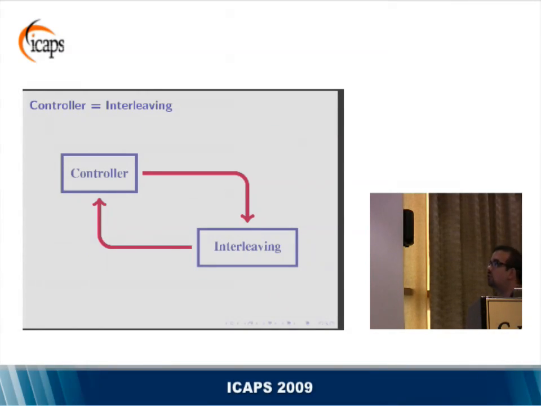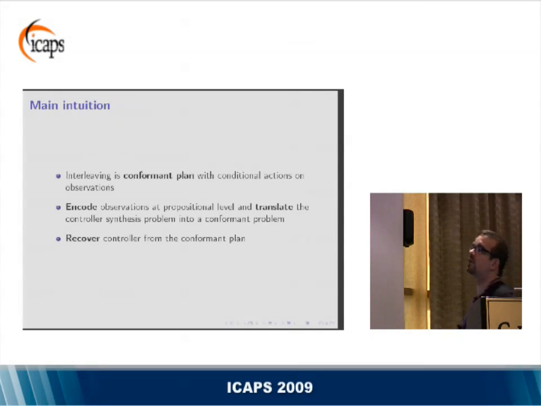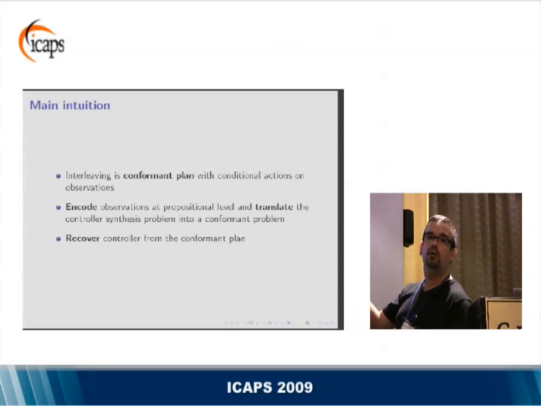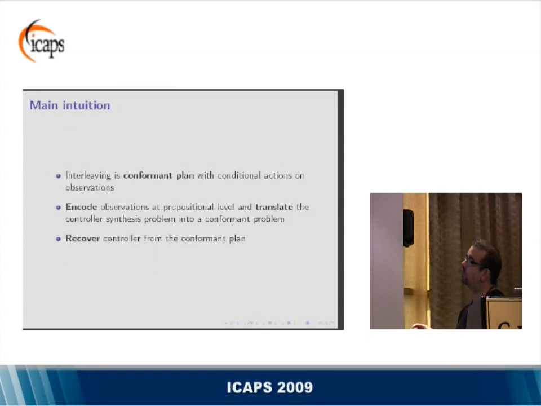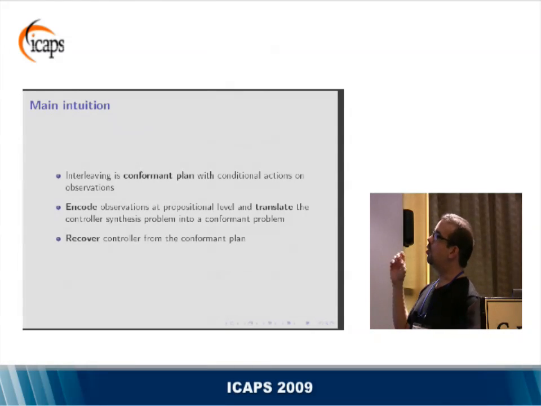So what we have here is a close connection between controller and interleaving. If I have a controller, I can generate an interleaving, and if I have an interleaving that is valid for P, I can recover a controller from that interleaving. Every tuple is an edge of the graph. The interleaving tells me what the edges of the graph are. So what is the main intuition here? The interleaving is a linear sequence of things that solves multiple initial states. Basically, that's a conformant plan. But it's a conformant plan that is working in a problem in which you have observations and the actions are conditional on those observations.